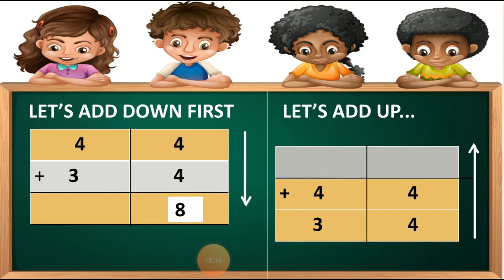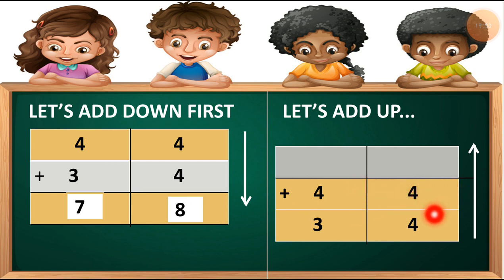So we can write down number 8 as the answer here. Now students, the tens column is 4 plus 3. So the total of 4 plus 3 is equal to 7. So after adding down, the answer 78 comes. Now let's add up. So what answer will come?